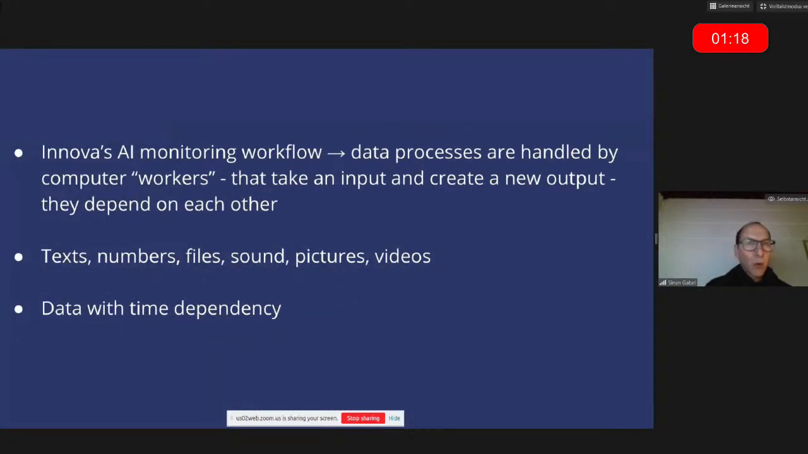We have a workflow monitoring system where we have computer workers. They take an input and create an output. Each of these workers depends on the others, and they ensure that the whole process is handled correctly and communicate back if something does not work. Just imagine if you are scraping a site and that site has changed the whole way that it's presented. Then you need to get feedback into this whole workflow so that you are able to make corrections. This is an automated process and ensures that everything is done in a good way. We can work with text, numbers, files, sounds, pictures, and videos. And we are specialized in data that has a time dependency.